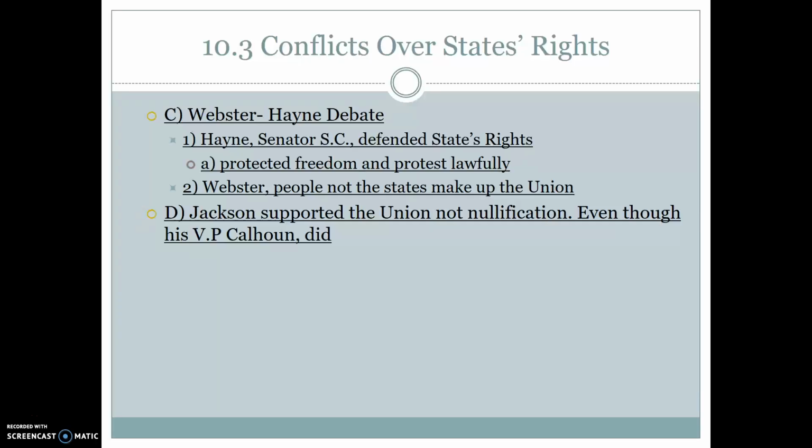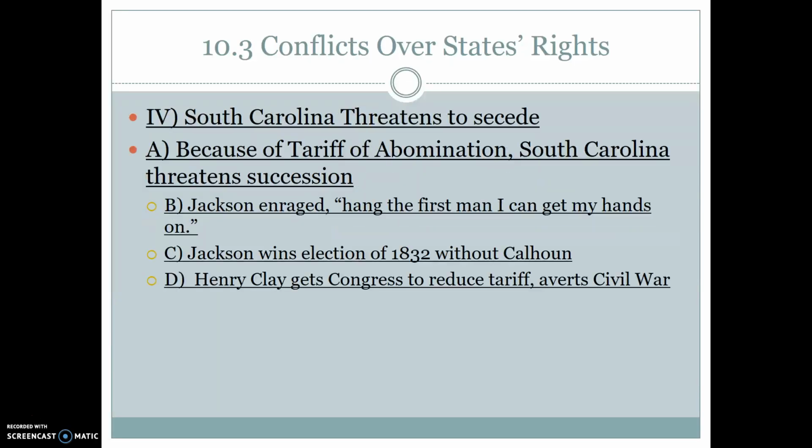So Jackson supports the idea of the union, but not the idea of nullification, and Vice President Calhoun had the complete opposite view. Calhoun and Andrew Jackson will have a major conflict, so bad that Calhoun will actually flee the White House and resign as vice president. Because South Carolina threatens to secede, and because of this idea of the Tariff of Abominations, South Carolina's like, I hate you still, United States government, I'm leaving.